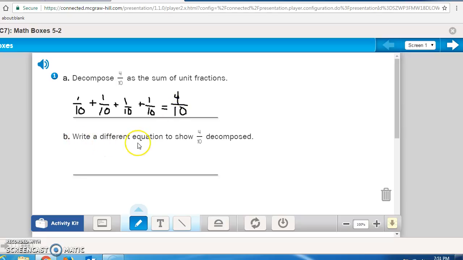So how would we write a different equation to show 4/10 decomposed? Well, I look at this. If I would add 1/10 plus 1/10, that gives me 2/10. And again, if I added 1/10 plus 1/10, I get 2/10 again. So 2/10 plus 2/10 equals 4/10.